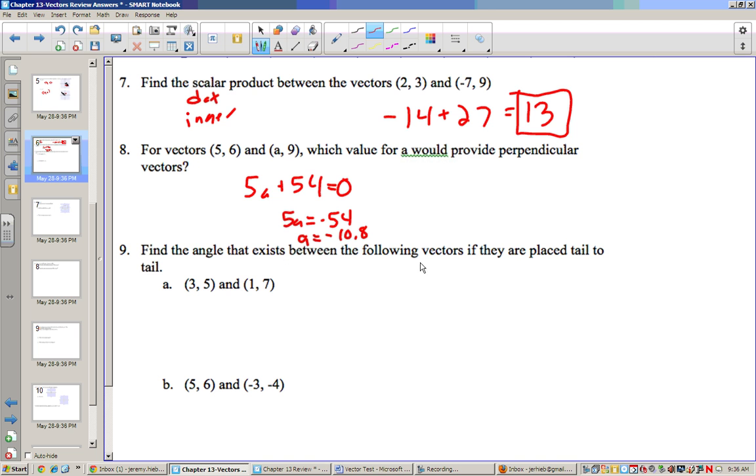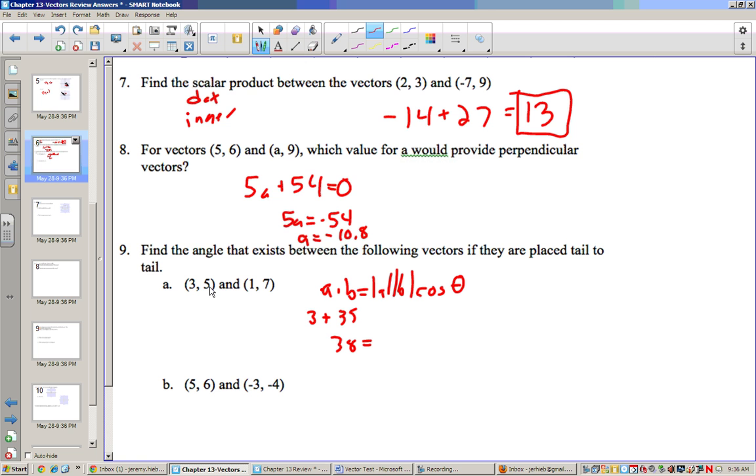Now if we want to find the angle that exists between two vectors if they're placed tail to tail, 3, 5, and 1, 7. Now we use this formula, a dot b is equal to the magnitude of a times the magnitude of b times the cosine of that angle in between. A dot b we multiply 3 times 1, which is 3, plus 5 times 7, which is 35. That gives us 38, not 28. I'll rewrite that.